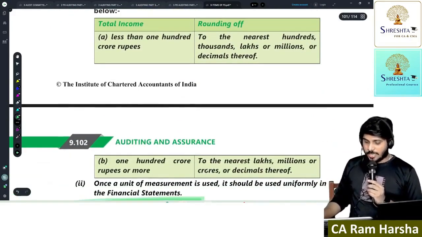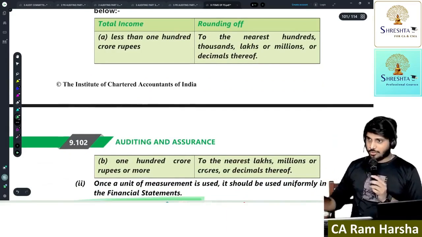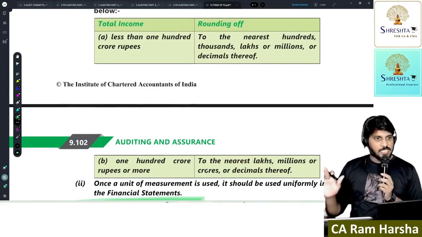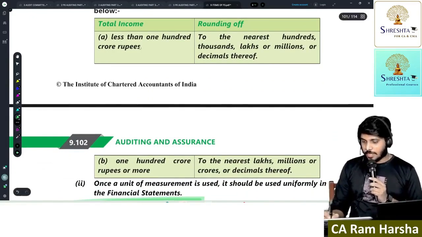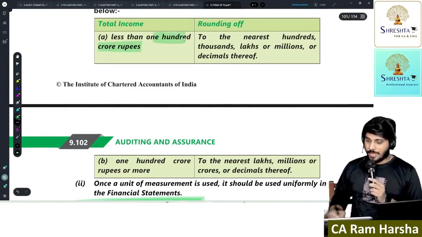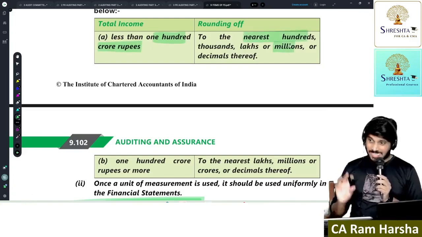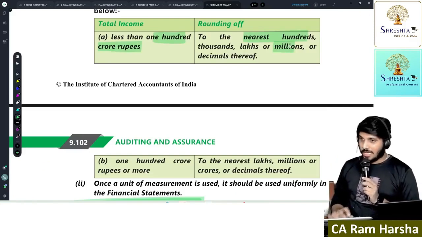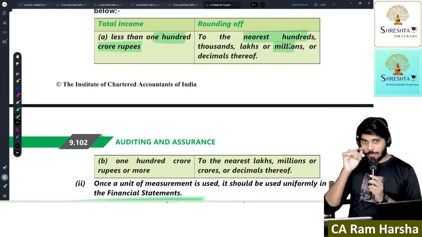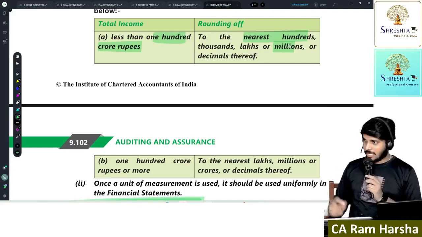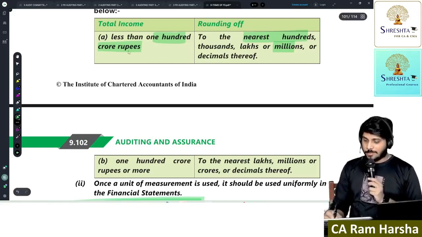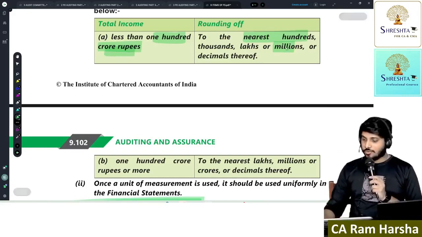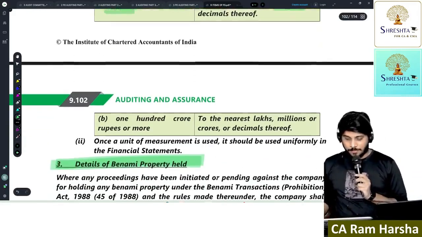The second point is talking about how to round off the financial statements numbers. That is easy. If the total income of the company is less than 100 crore, the company can round off to the nearest million. Getting it? 100 crore means maximum how many millions? Approximately 1000 millions, which means 1 billion. So if the financial statements are in billions, you can round it off up to million.